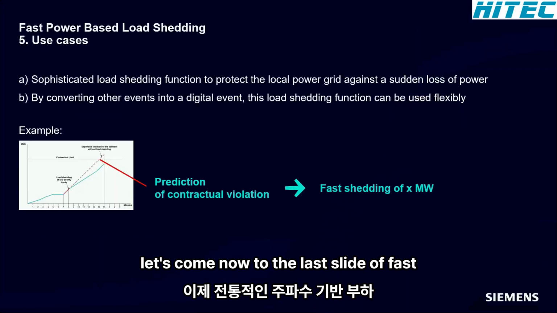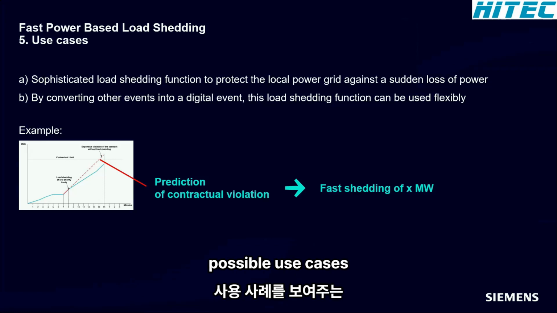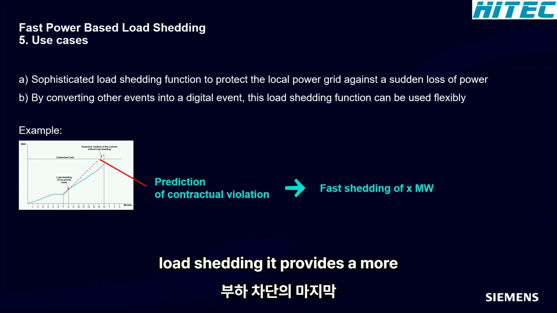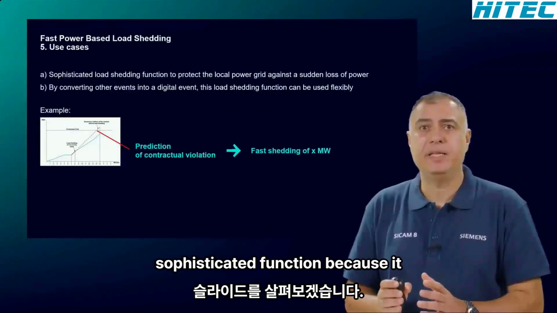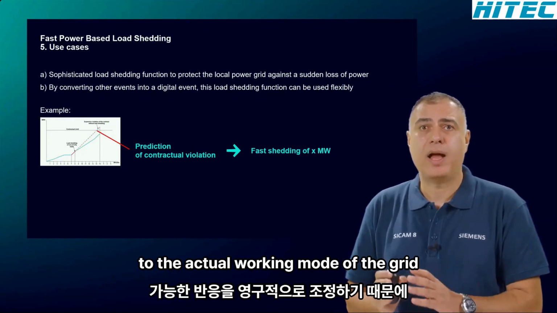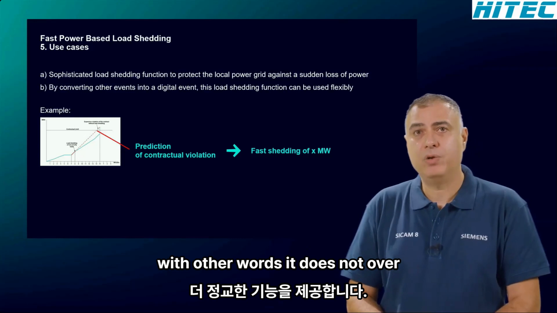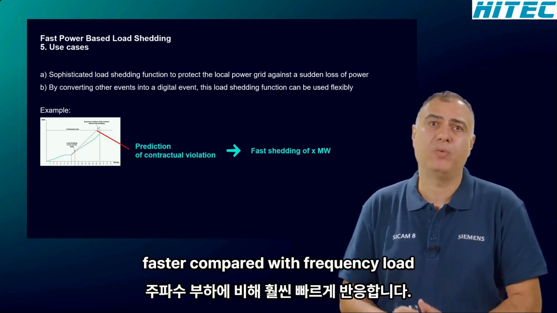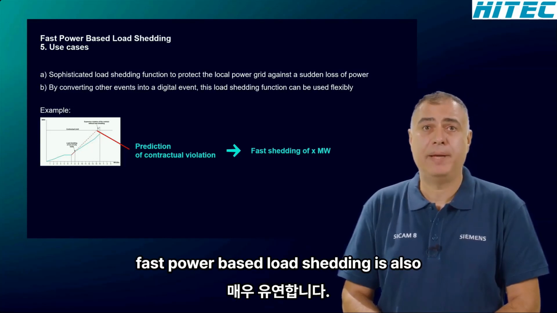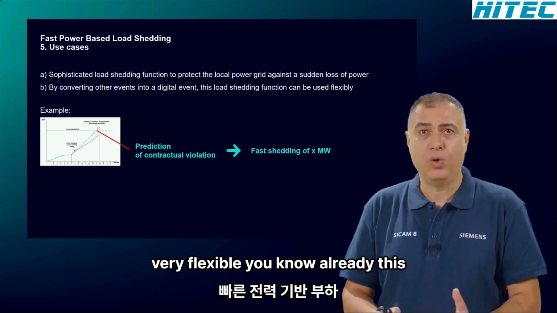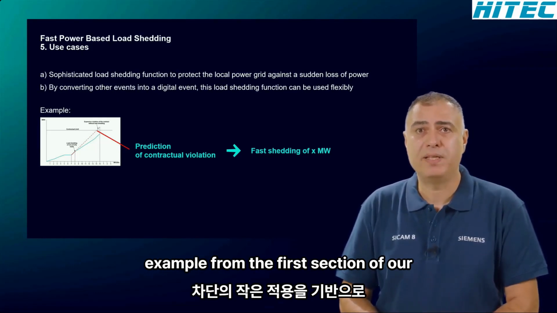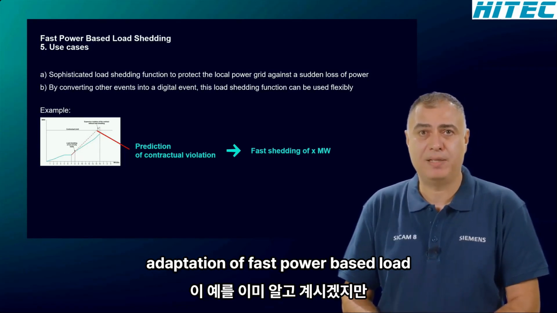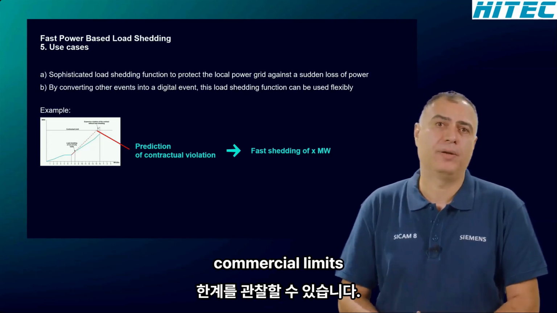Let's come now to the last slide of fast power-based load shedding, which shows possible use cases. Compared with classic frequency-based load shedding, it provides a more sophisticated function because it permanently adapts its possible reaction to the actual working mode of the grid. In other words, it does not overcompensate, and it also reacts much faster compared with frequency load shedding. Fast power-based load shedding is also very flexible. You know this example already from the first section of our presentation. As already mentioned, based on a small adaptation of fast power-based load shedding, you can observe technical or commercial limits.